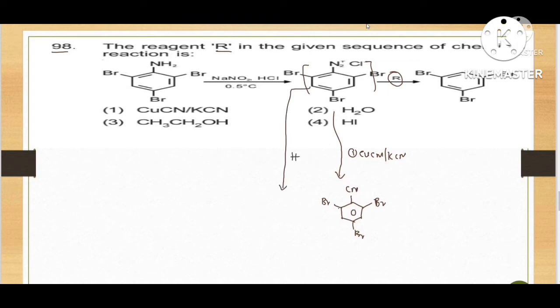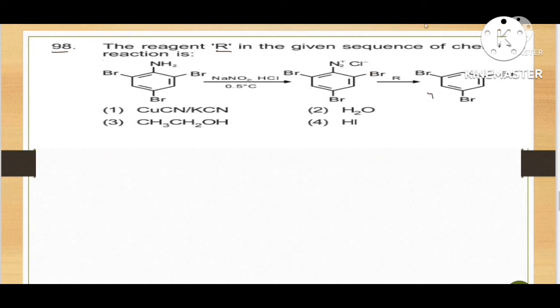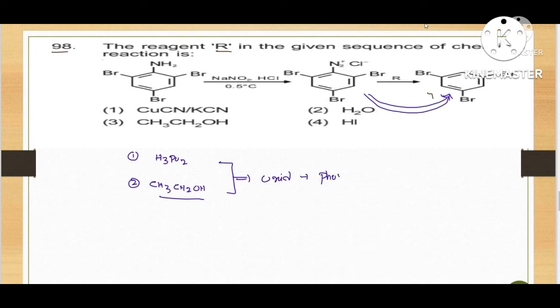When this diazonium chloride reacts with water, it forms the OH compound. To convert benzene diazonium to this form, you can use certain mild reducing agents. Those are hypophosphorous acid, that means H3PO2, or alcohols like CH3CH2OH. By using these two, the benzene diazonium chloride is reduced to an arene. Here H3PO2 and CH3CH2OH themselves get oxidized to form phosphorous acid and ethanal, that means CH3CHO.